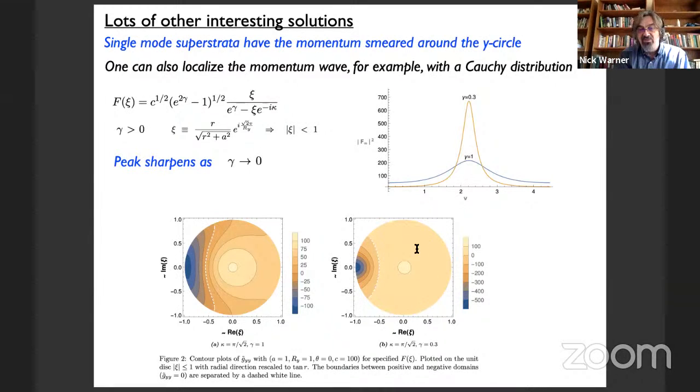It doesn't even know there's a momentum wave really lurking. Here it knows a bit about it. But you can really localize the momentum in one region of the circle. And by adjusting kappa, you can move it around. So you really can, with these Cauchy distributions, realize this idea of localizing a momentum wave on one part of the circle and not on the other.